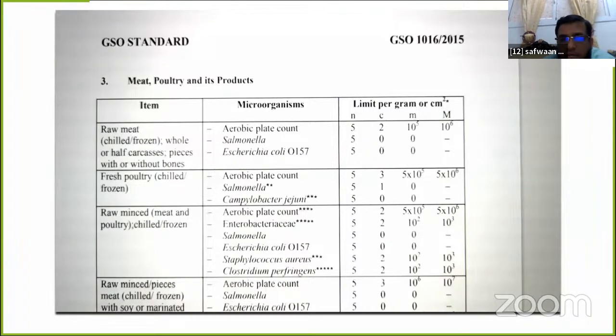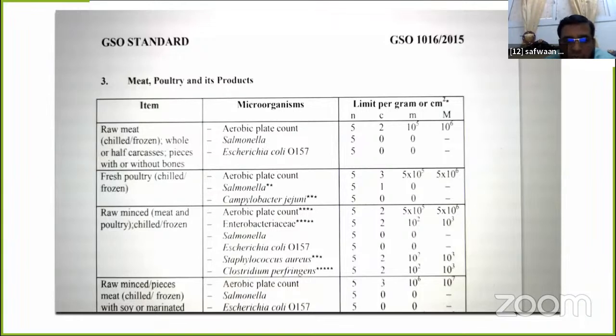So we have to test 5 samples for each category, and each sample will be replicated. And this is the permissible level, 10 to the power of 5. If any sample exceeds 10 to the power of 5, it should be rejected. So if, out of 5 samples, 2 are having more than 10 to the power of 5, they will be rejected.